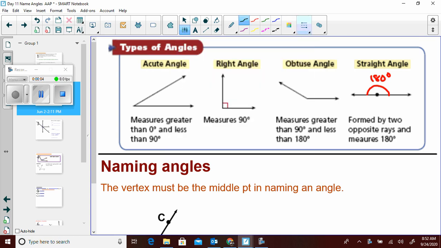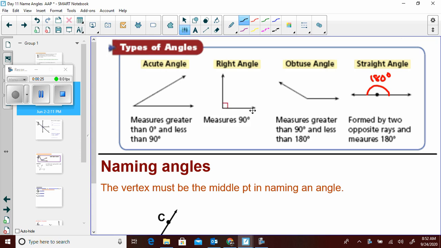Okay, guys, today we're going to start with angles. I want to review a couple basic things that you probably already know. An acute angle is less than 90, where an obtuse angle is greater than 90 but less than 180. We'll get into greater than 180-degree angles another time.